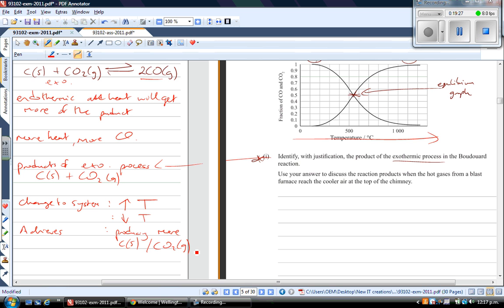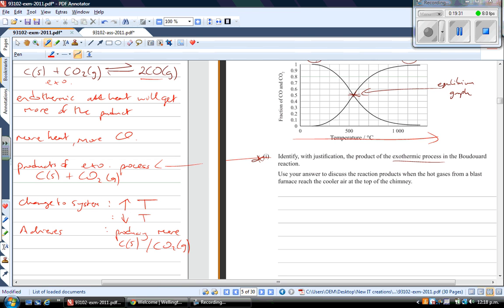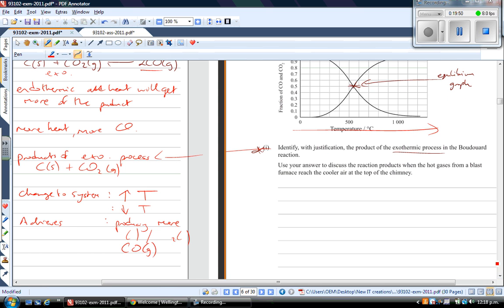Okay, so let's just make sure I'm saying this the right way. As the temperature increases, you want to decrease the temperature, and the decrease in temperature favors the production not of those two, but of the carbon monoxide gas. The answer itself is a bit confusing when you read it first, but it is correct. That's what happens with that change to the system.